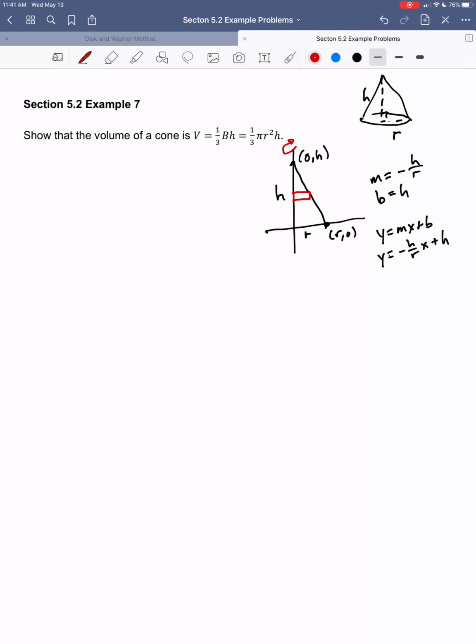But that means now my radius has to be in x, so I need to solve this equation for x. So I'm going to multiply by r: r times y equals negative hx plus hr. So hx equals hr minus ry. So x equals hr minus ry over h, or that would just be r minus ry over h.